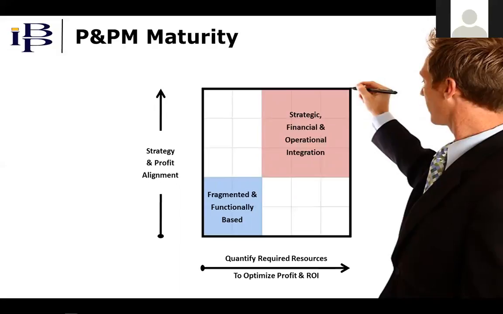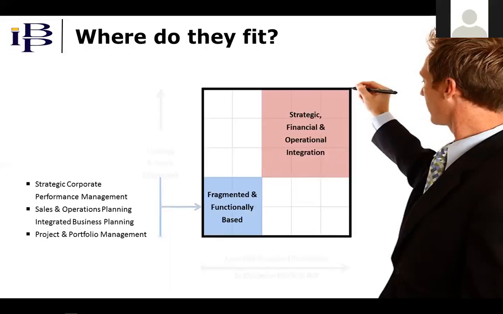I've taken this maturity model and broken it down into 2 chunks. The one on the bottom left is what I call fragmented and functionally based, and the top right is strategic, financial, and operational integration. If you look at most of the tools available today, such as strategic corporate performance management, sales and operations planning, integrated business planning, and project portfolio management, what they're offering is what I would call the lower end of integration. They have certain things that they do or do not do which prevent them from playing a more strategic role.